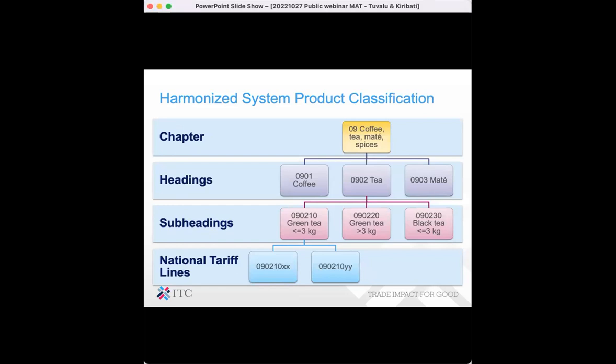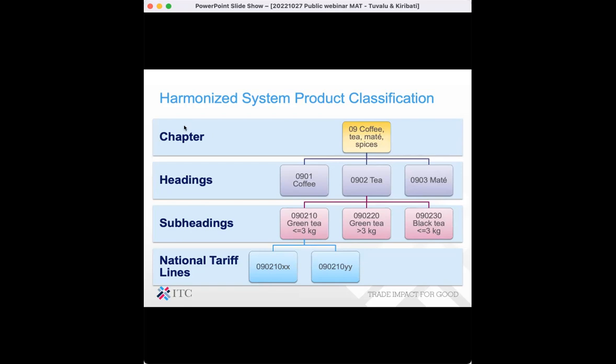I think most of you might already be familiar with this, especially the people here in the customs office, because the reason why we have this harmonized system classification is because we need to be able to compare products at an international level. So this classification has been set up by the World Customs Organization and allows countries to talk about the same product by using digits instead of words. So here we have an example of coffee.